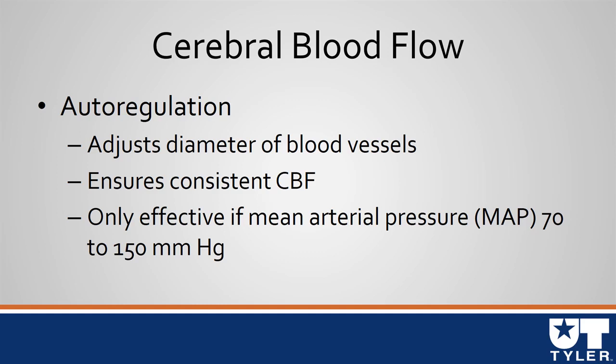The lower limit of systemic arterial pressure at which autoregulation is effective in a normotensive person is a mean arterial pressure, or MAP, of 70. Below this, CBF decreases and symptoms of cerebral ischemia, such as syncope and blurred vision, will occur. The upper limit of systemic arterial pressure at which autoregulation is effective is a MAP of 150 millimeters of mercury. When this pressure is exceeded, the vessels are maximally constricted and further vasoconstrictor response is lost.